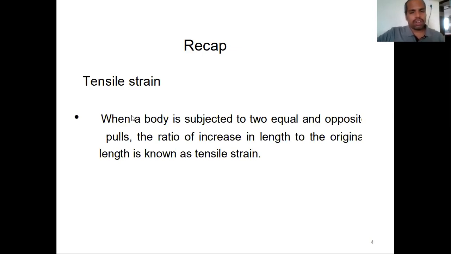Right, this is what we have discussed in the last class. Now let us go to some of the problems based on this.